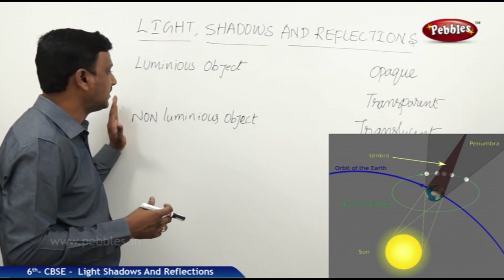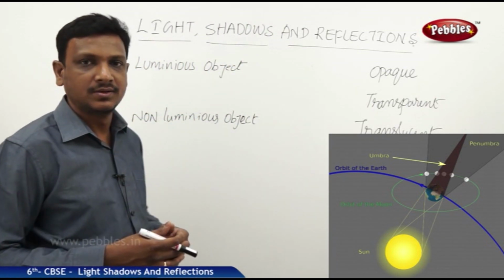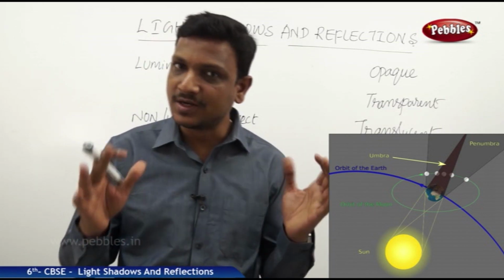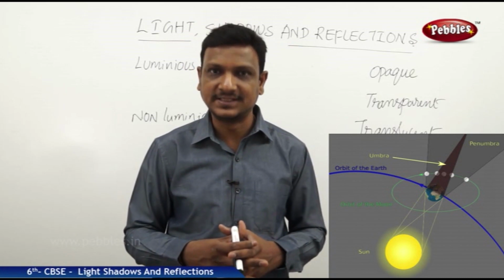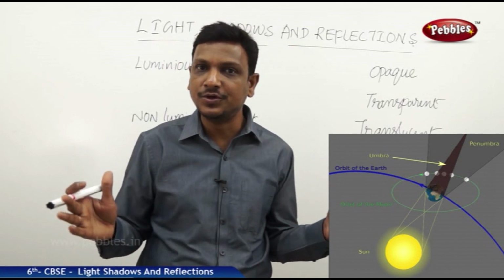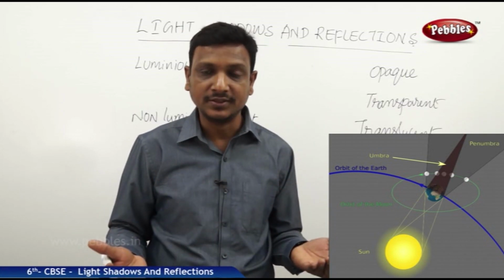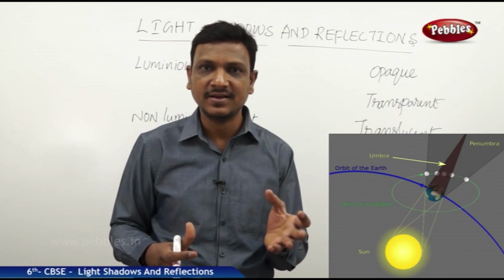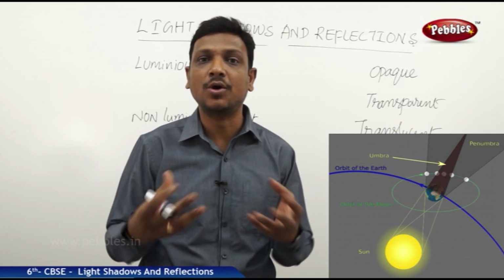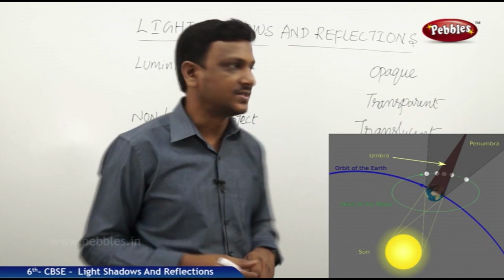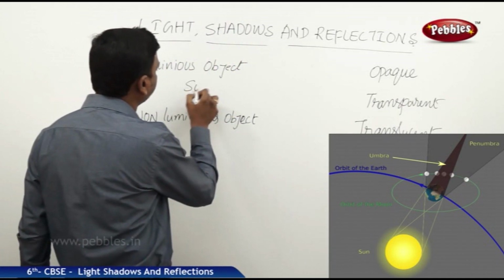Luminous object, non-luminous object. What is this? What is a luminous object? What is a non-luminous object? Let's see. If any object, any body that is able to produce the light of its own, you call it as a luminous object or luminous body. Anything that produces light on its own, it is emitting the light. What is that? Sun is the best example.